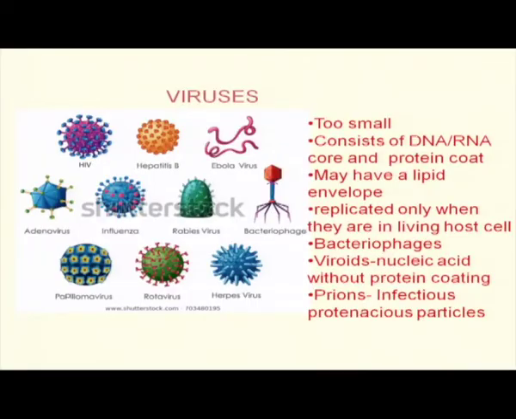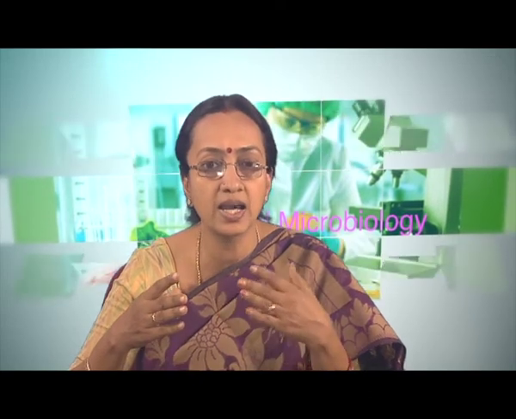And you also have what you call viroids, which are nucleic acid with no protein coat. And then you have the other extreme, prions. They are infectious protein particles, and they are the causative organisms for what you call bovine spongiform encephalopathy, or what you call mad cow disease. So all these, which are too small to be visible even under the light microscope, are extremely infectious.